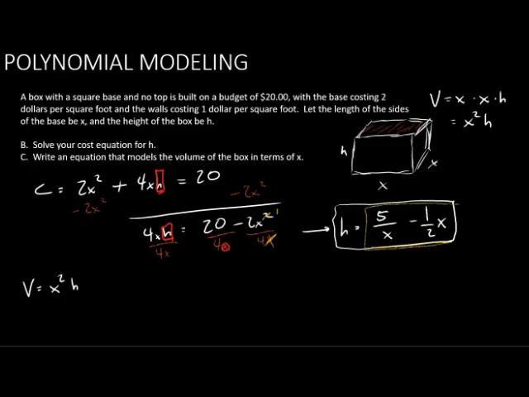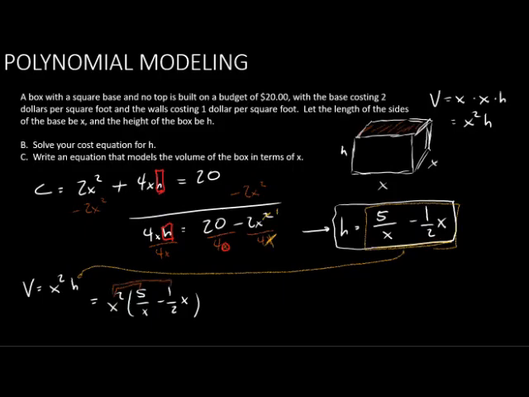We'll take the 5 over x minus 1/2 x and replace h with that string. So we'll have x squared times 5 over x minus 1/2 x. If we multiply x squared times both of those, we'll have to be a little bit careful about the fraction math. For the moment, we can write it as 5x squared over x minus 1/2. And then if we take x squared times x, we'll end up with x to the third.